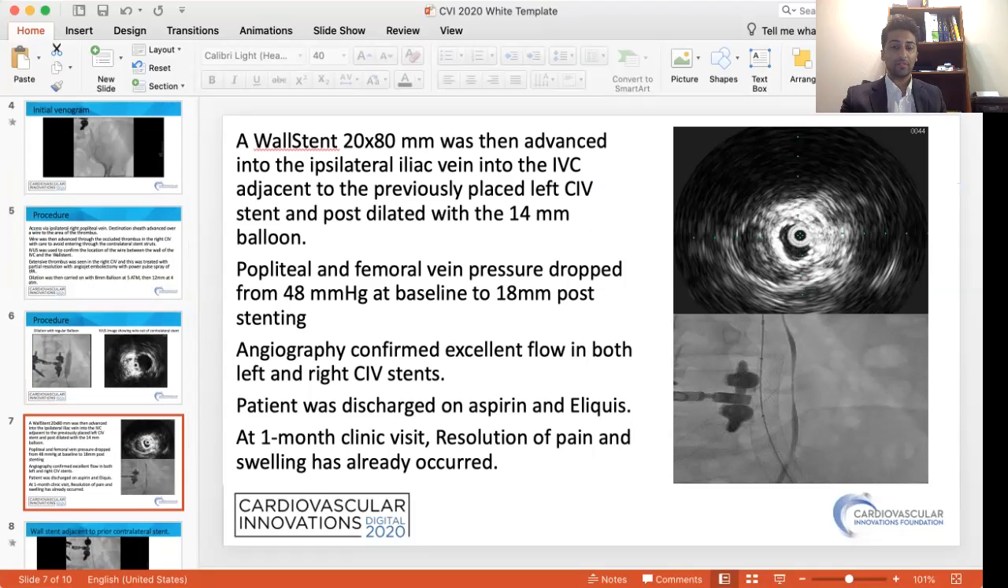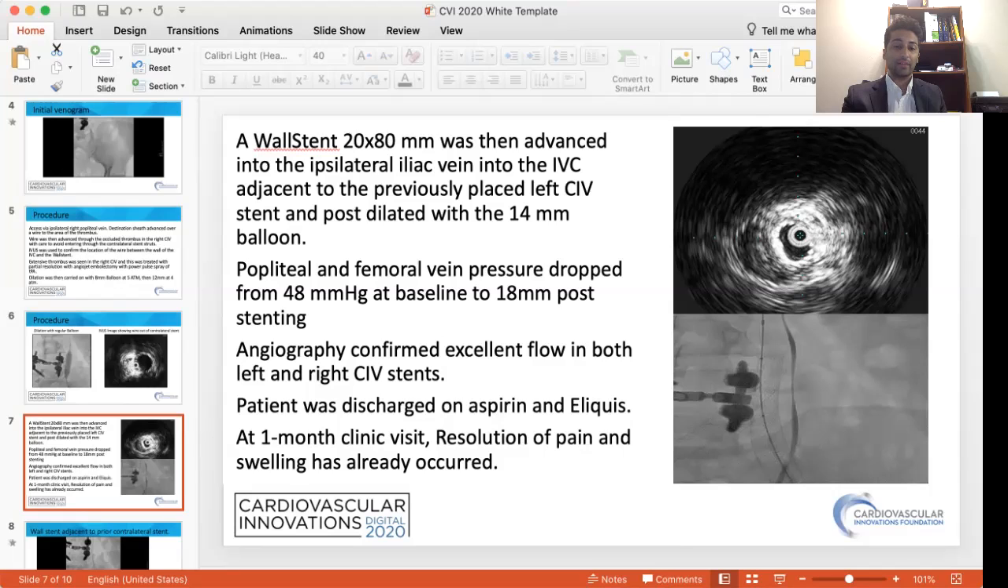We decided to place a stent. The choice was a wall stent, 20 millimeters in diameter. This was placed in the iliac vein adjacent to the contralateral stent, as you can see in the image below. This was dilated with a 14 millimeter balloon. There was an immediate decrease in the pressure in the venous compartment from 48 to 18.